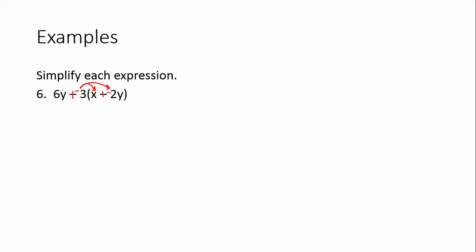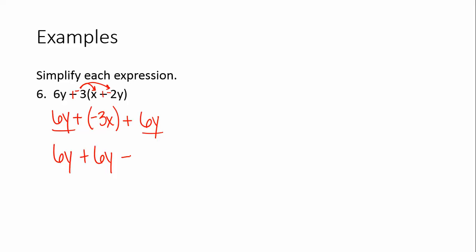So we have a 6y plus negative 3 times x is negative 3x plus negative 3 times a negative 2y. That's going to be a positive 6y. And now we need to combine our like terms. We only have one pair of like terms, and it's the 6y's. You can rewrite the expression if you want and put the 6y's closer together. So 6y plus 6y, that's 12y, plus a negative 3x.